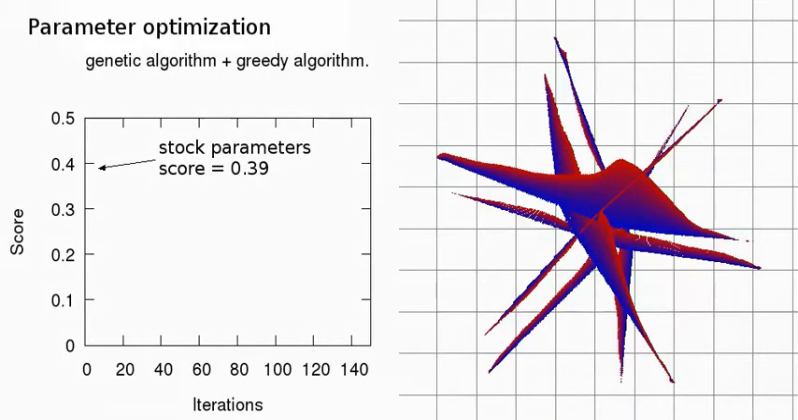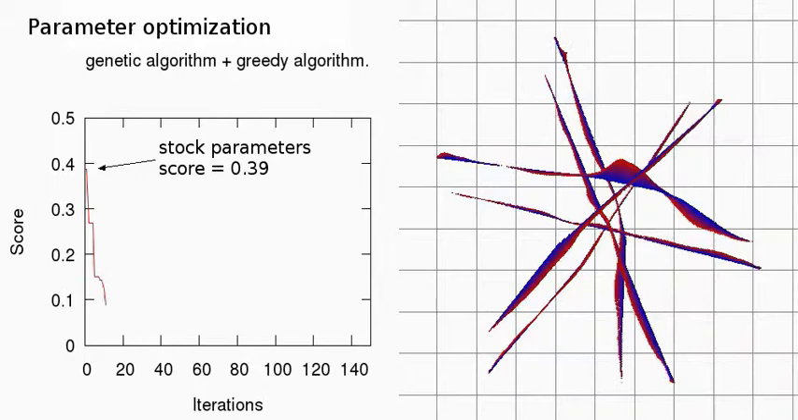In the framework, we've also implemented a few optimization algorithms. The one we prefer to use is a combination of genetic and greedy algorithms. Here's an example of such an optimization using the difference metric.